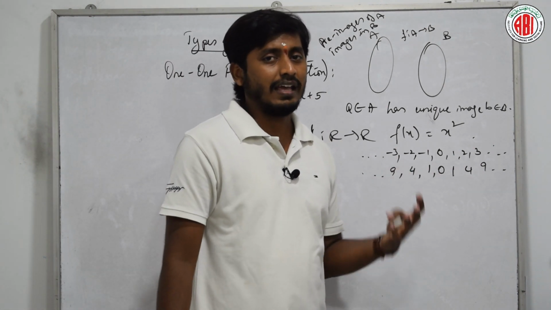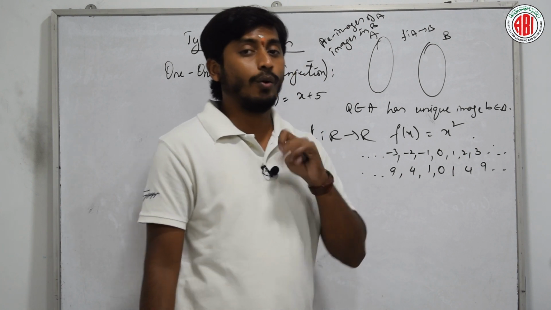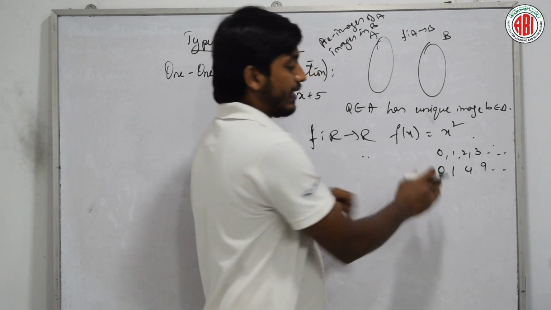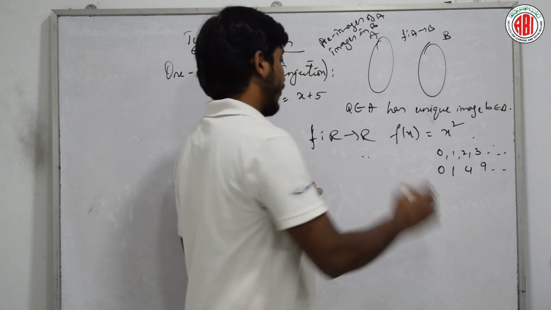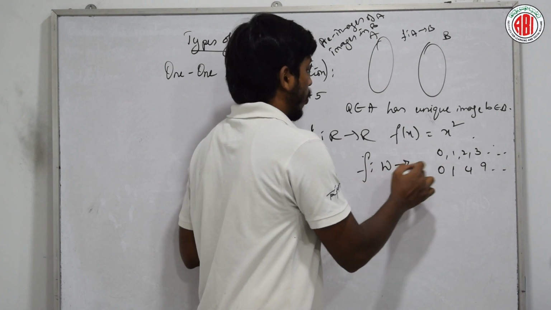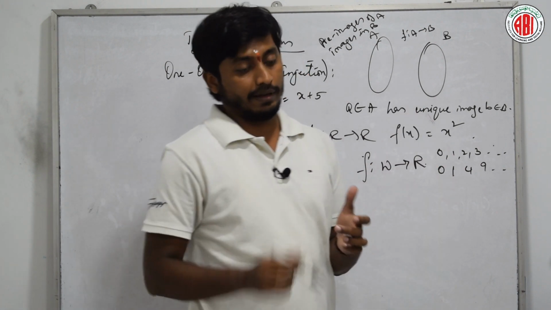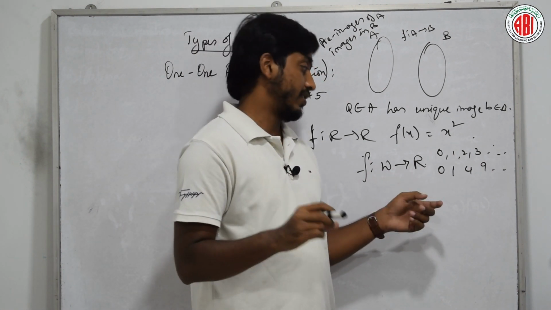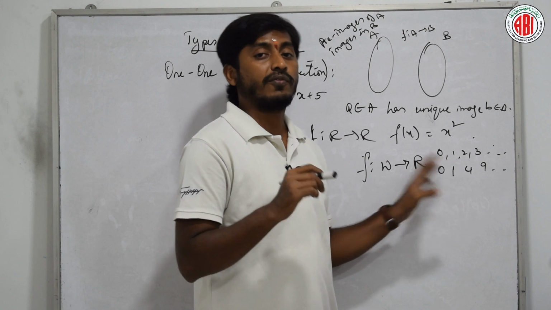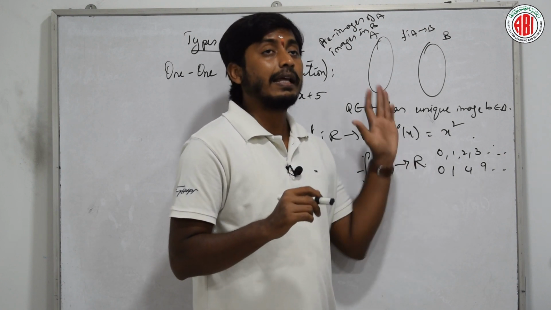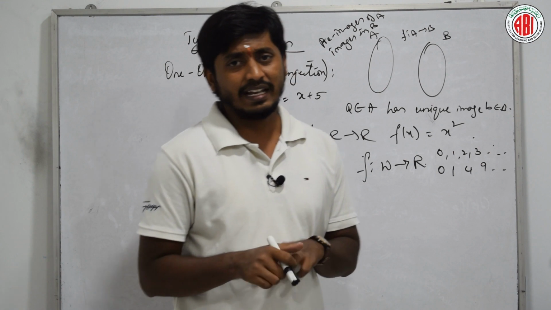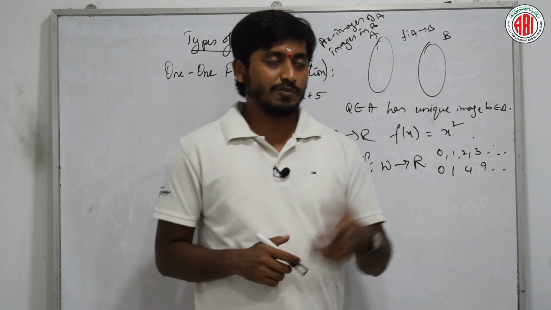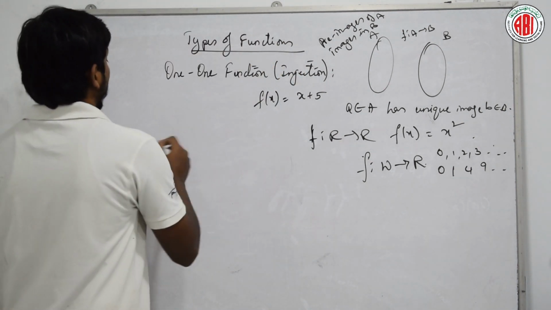What if I say the input is a set of only whole numbers? If I remove these numbers, can I say this is 1-1? Yes, right. Therefore, the function's domain must be whole numbers to real numbers. This should be only the whole number set. That is, it should start from 0. Before 0, it is not valid as an injection. Is it clear? Do you understand the theory about the 1-1 function? Fine. Let us move on to the next function, that is the onto function.